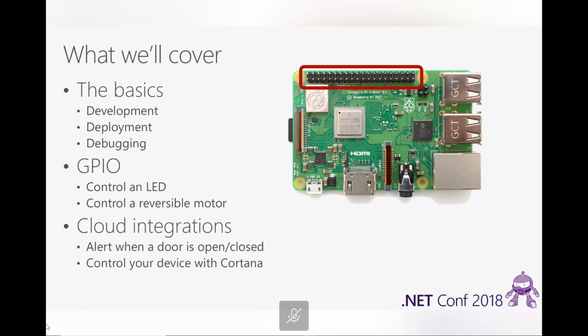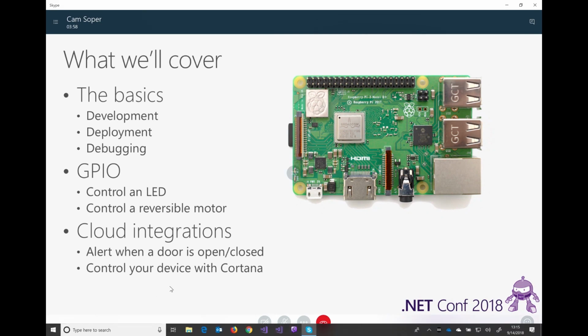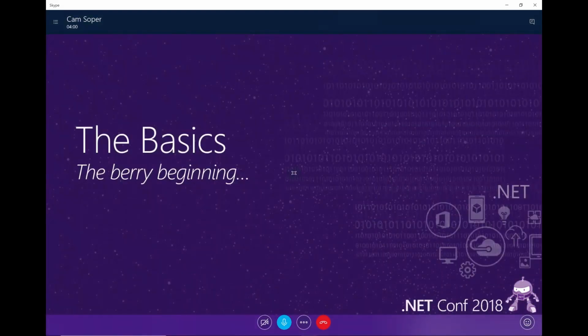And then after we play with the GPIO pins a little bit, we're going to take it a step further and use our IoT device on the internet. We're going to integrate a few components with some cloud services. We've got a sensor that we're going to use to alert us when a door is open or closed. And the final thing we're going to do is we're going to control an array of LEDs using Cortana here on my desktop. So with that, let's start at the very beginning.